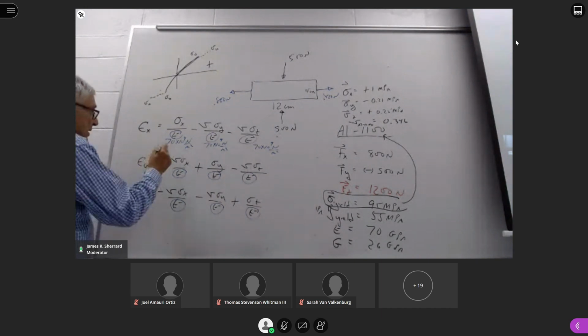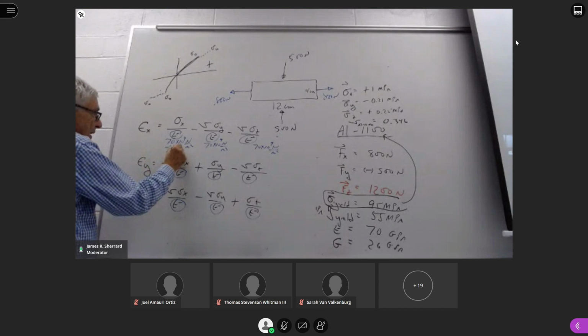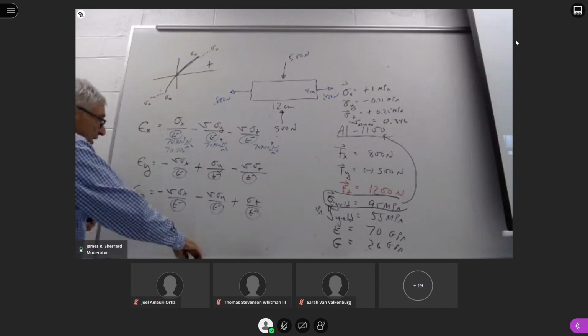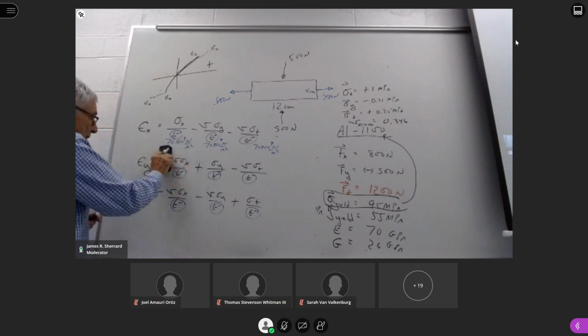If you feel better putting in 70 gigapascals, you can do that, but then you have to convert this into units that are going to cancel out, like units. So I've gone ahead and done that for you. Okay.